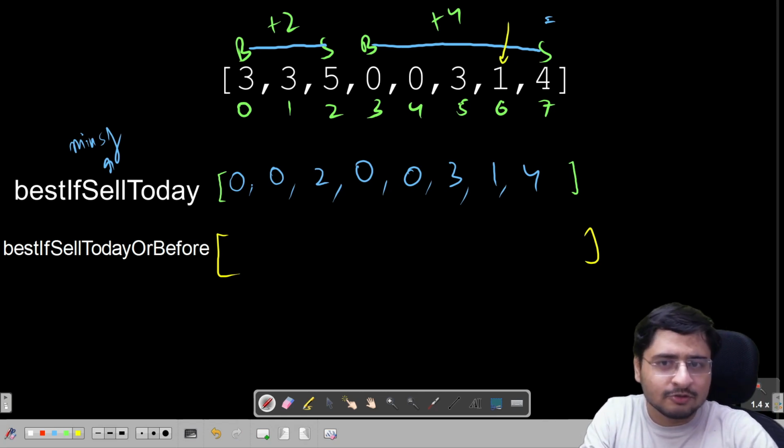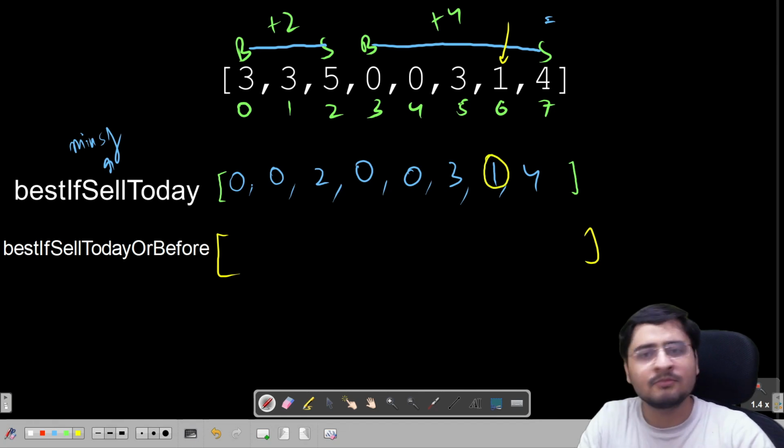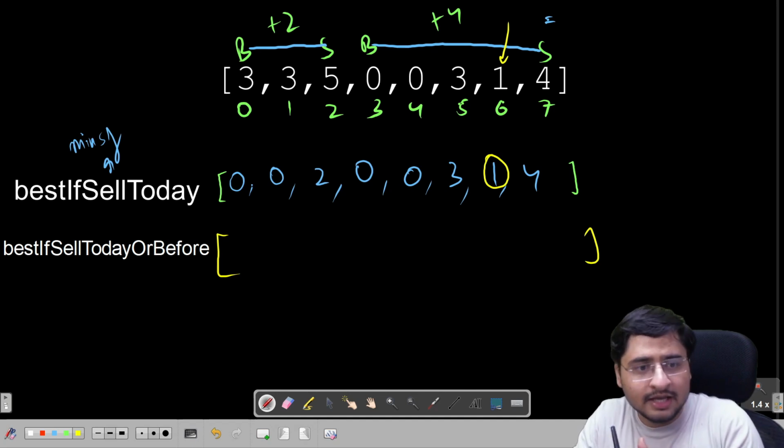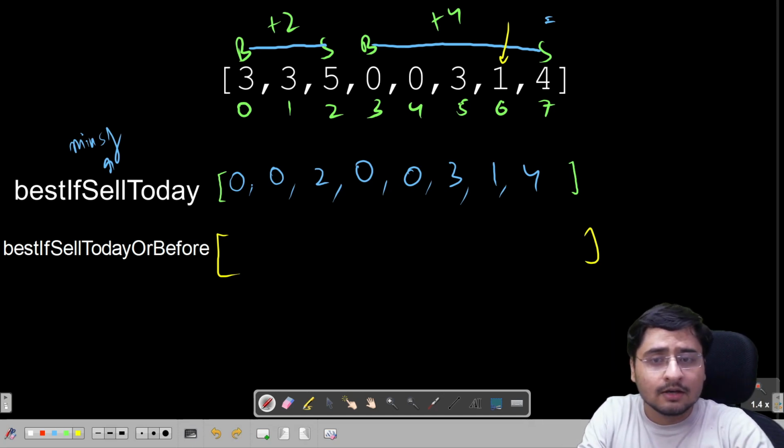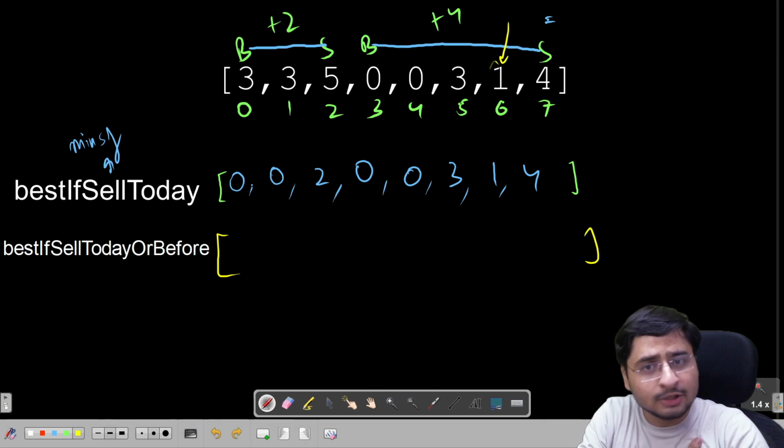If we say 1, what is the best you're able to make? When you sell today, one will say I'm only able to make 1 profit. But here I'm giving some flexibility, right? You're not forced to sell only today, you can sell some day before as well. What is the best you're able to make? One will say, okay, I'm not forced to sell today only.